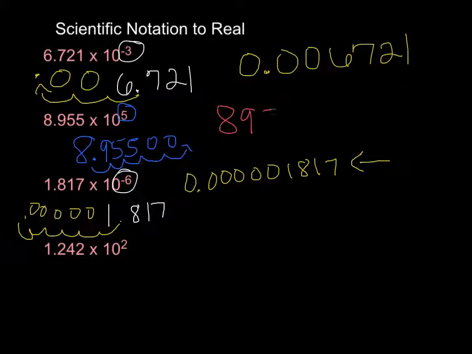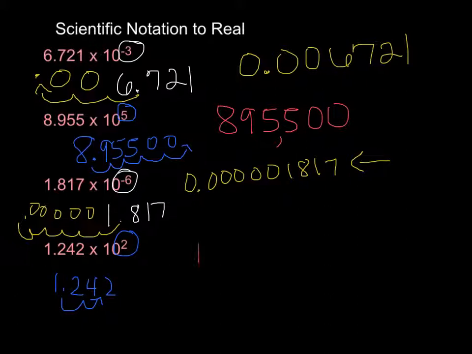it becomes 895500. Put in your comma: 895,500. 895,500 for that one. Last problem we have on here, 1.242 times 10 to the second power. Is it more than 1 or less than 1? It's more than 1. You know that because your exponent is positive. You need to move your decimal 2 spaces to the right. So 1.242, move it 2 spaces to the right. So your new number becomes 124.2.